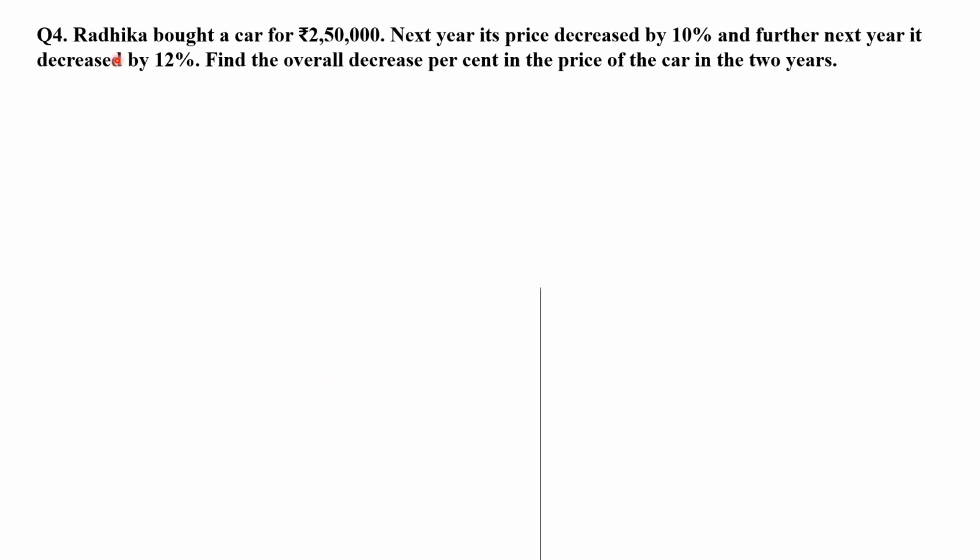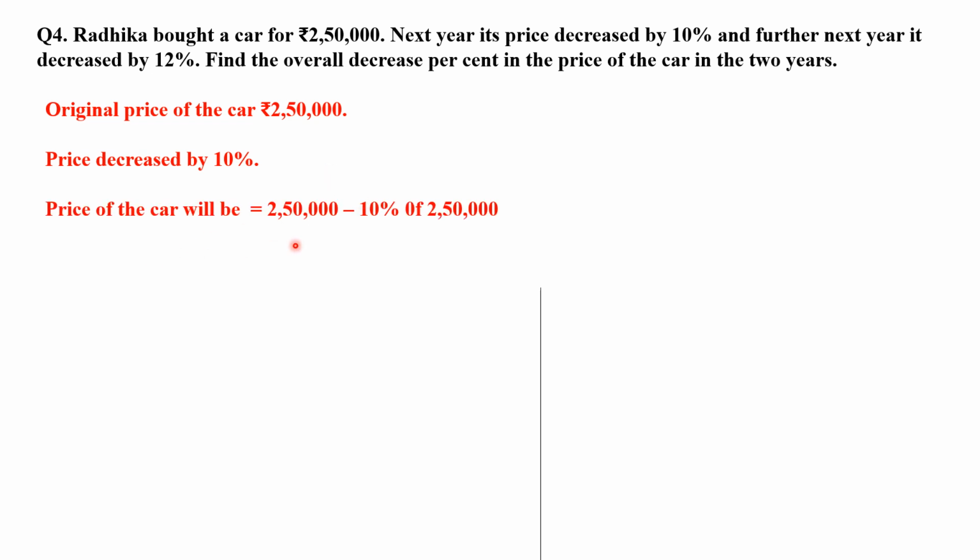So question number 4, Radhika bought a car for 2,50,000. Next year its price decreased by 10% and further next year it decreased by 12%. Find the overall decrease percent in the price of the car in 2 years. So in the beginning, the cost of the car was 2,50,000. Next year, it decreased by 10%, right? So how to find what will be the amount after 1 year? Original price is 2,50,000. It is decreased by 10%. So the price of the car will become 2,50,000 minus 10% of 2,50,000.